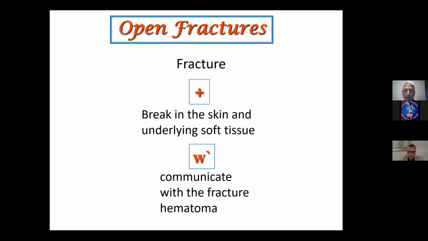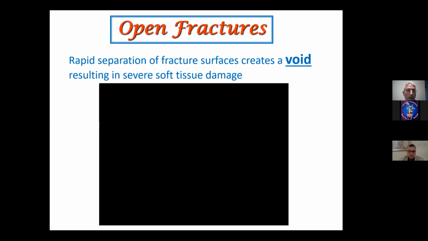Basically, an open fracture is a fracture with a break in the skin and underlying soft tissues, which communicates with the fracture hematoma. Some of the professors like to describe it as an injury of the skin and soft tissues which is associated with a fracture, to raise the issue of the soft tissue injury and its importance. It's not only a fracture, it's basically a soft tissue and skin injury associated with a fracture. This is by some great professors.